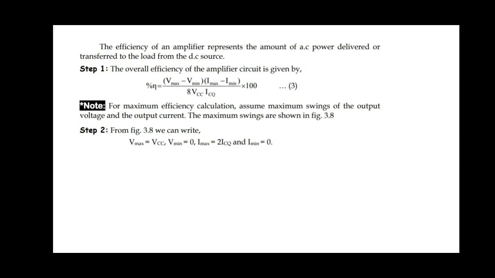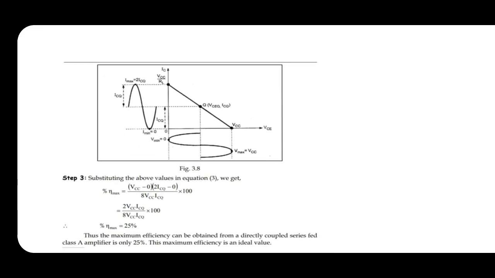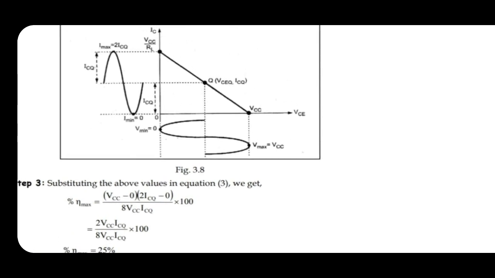The efficiency of an amplifier represents the amount of AC power delivered or transferred to the load from the DC source. We know this is the overall efficiency. From the figure we have to calculate Vmax, Vmin, Imax and Imin. So from the circuit we have to substitute them. We know the equation, where Vmax minus Vmin is generally 0. Vmax is VCC.